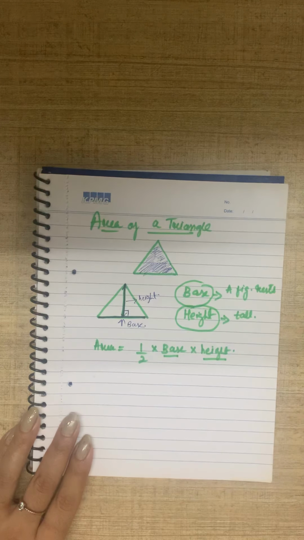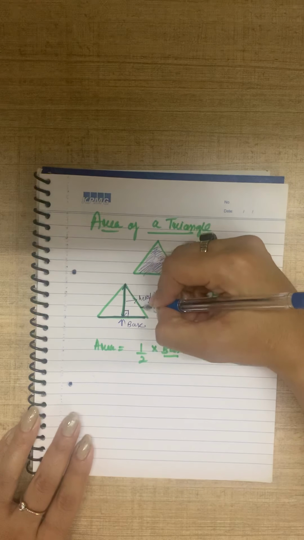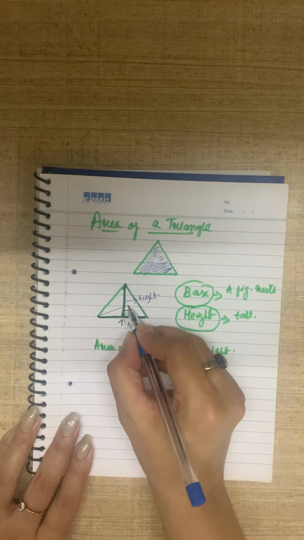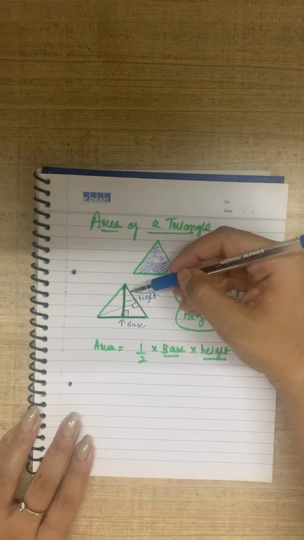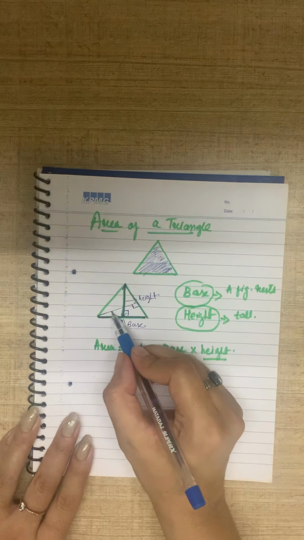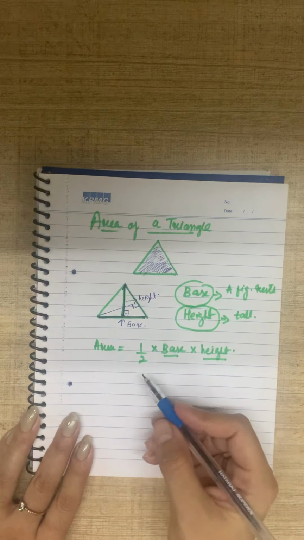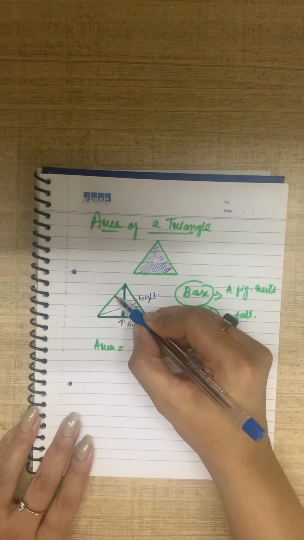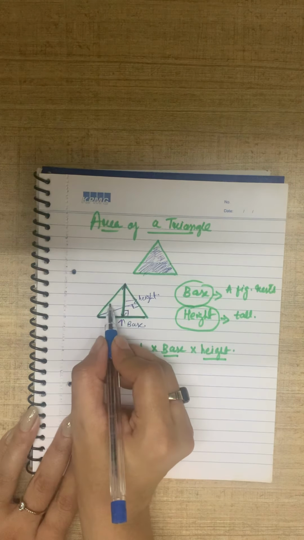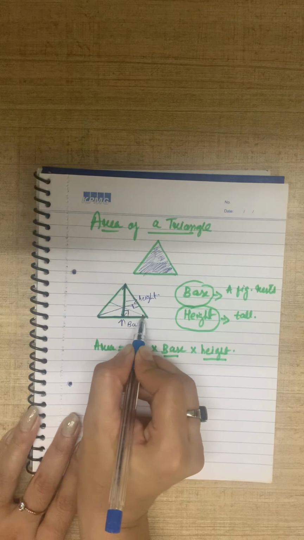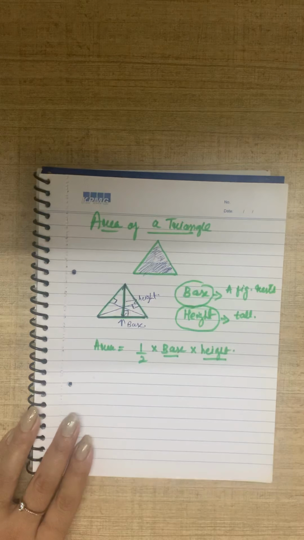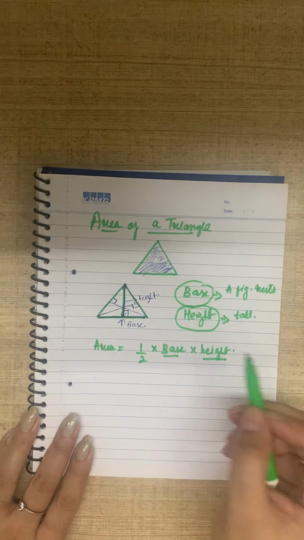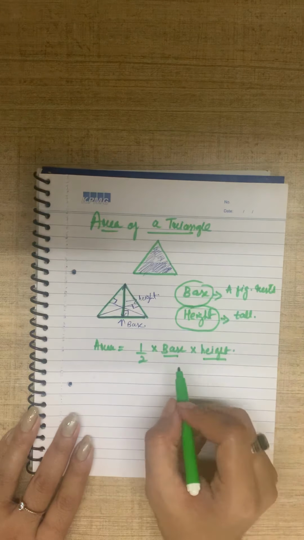In the same way, if I consider this base, then this height will be considered to calculate the area of the triangle, which means the height corresponding to this base is this height. Similarly, if I consider this as the base of the triangle, then I will have to consider this one as the height. So we need to keep in mind the word corresponding while calculating the area. If I'm taking some base, I need to take the corresponding height to that base.